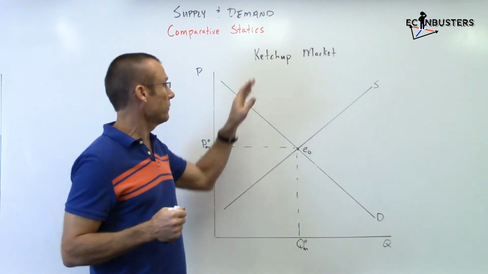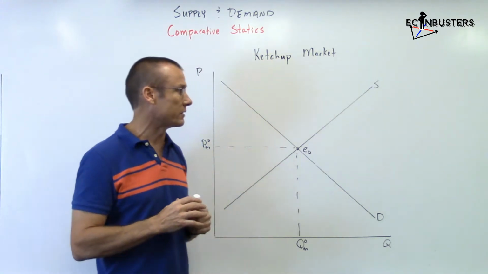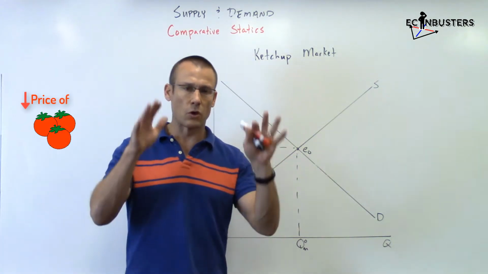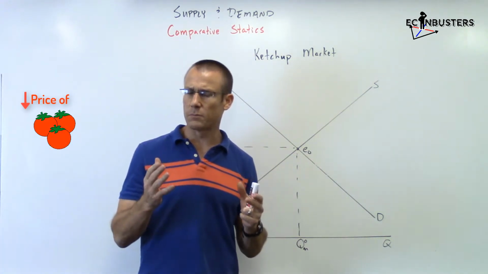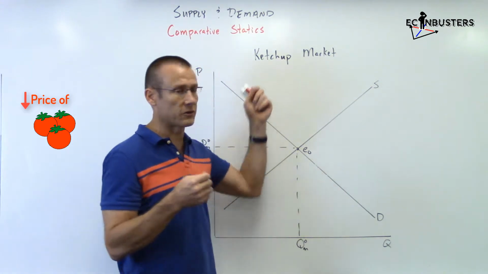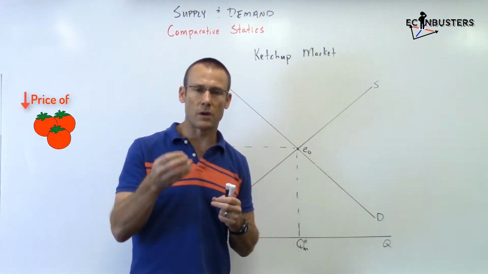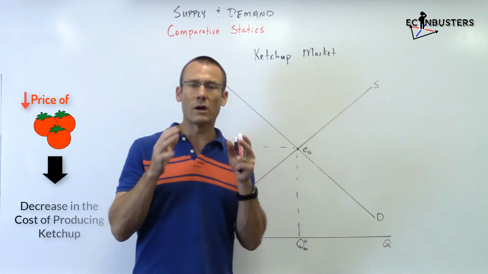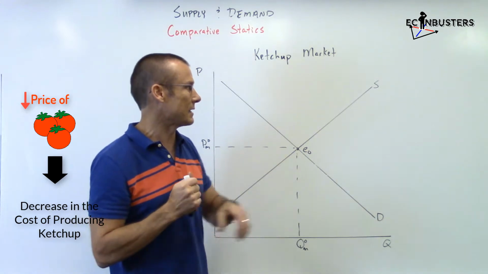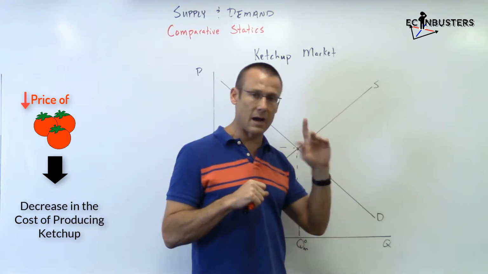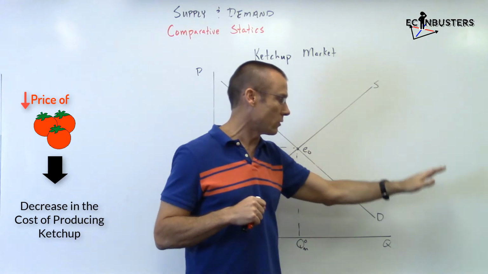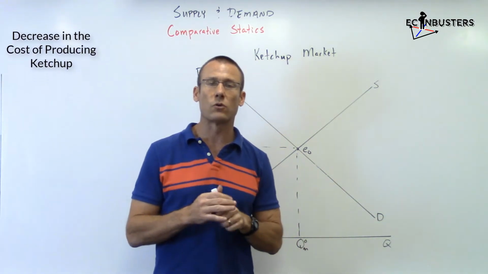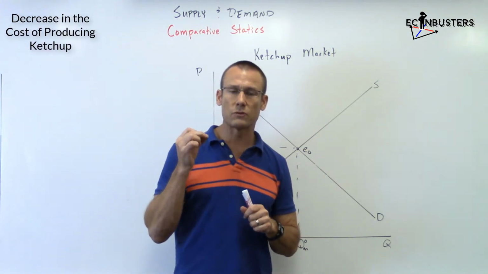So let's do it. We've got a ketchup market, and I've already got that titled right there. Let's just say that the price of tomatoes plummets. It goes way down. What are tomatoes as far as ketchup is concerned? They're an input to production. So this is a decrease in the price of an input to production. What type of exogenous variable is that? Is that an exogenous variable that affects supply or demand? I.e., is that a determinant of supply or a determinant of demand? Of course, it is a determinant of supply. It's going to change the quantity supplied to price relationship.